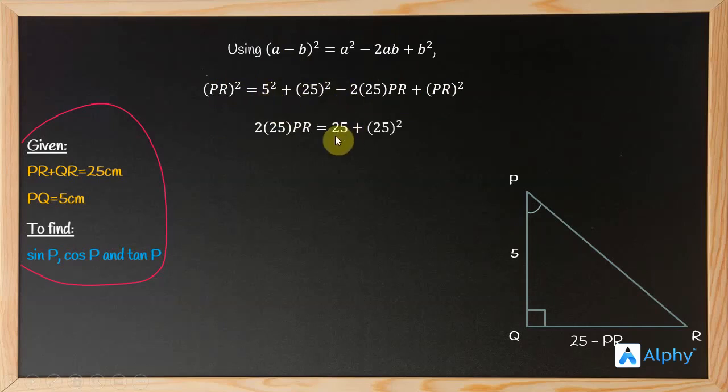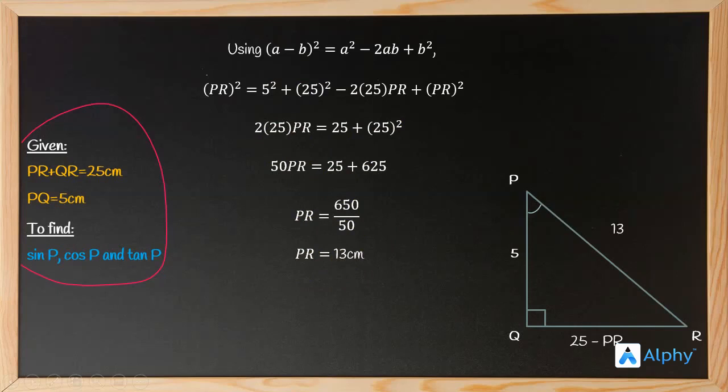5 square is nothing but 25. And we've written 25 square as it is. So guys, 2 into 25 is 50. So 50 PR equals 25 plus 625, which is nothing but 25 square. 625 plus 25 is 650. So guys, PR will be equal to 650 divided by 50. And hence we can say PR is equal to 13 centimeter. Don't forget the units guys. Let's substitute the value of PR as 13 in our diagram.